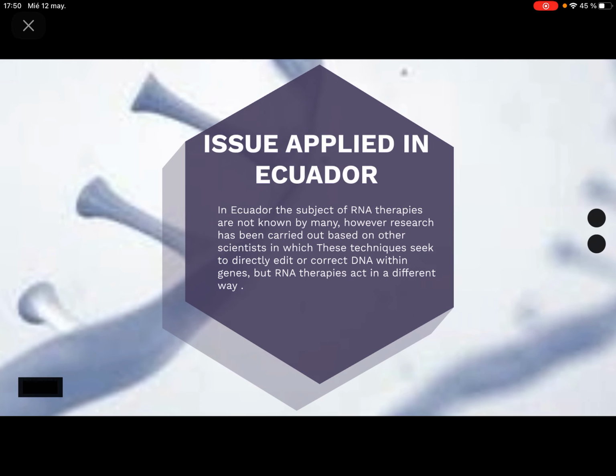Issue update in Ecuador. In Ecuador, the subject of RNA therapies is not known by many. However, research has been carried out based on other scientists in which these techniques seek to directly edit or correct DNA within genes, but RNA therapy acts in a different way.